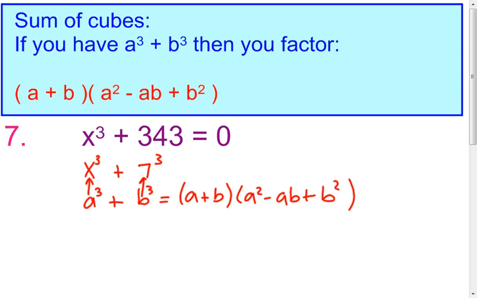Okay, so wherever I see an A, I'm going to put an X. Wherever I see a B, I'm going to put a 7 in there. Okay, so here we go. A is X. B is 7. A, again, is X squared minus A times B. Again, A is X, B is 7. But instead of writing X times 7, you would write 7X. Okay, and then B, of course, is 7. And when I take 7 and I square it, I get 49. Okay, that's how that should look.